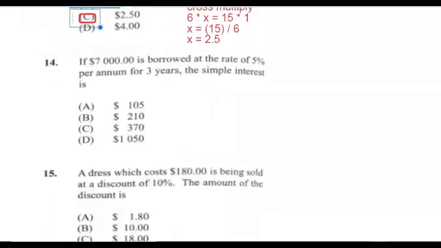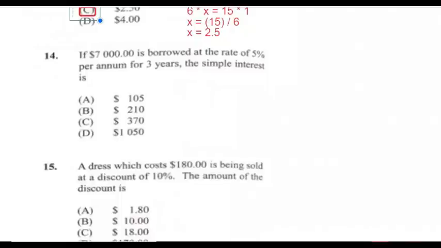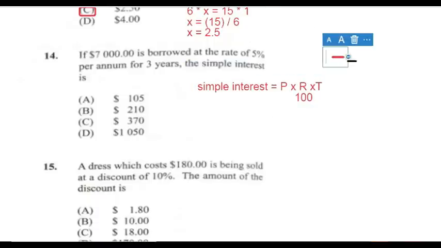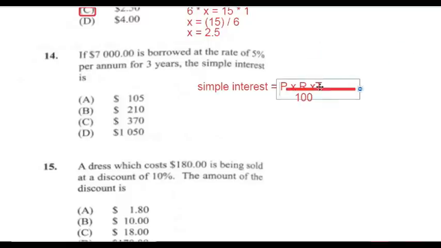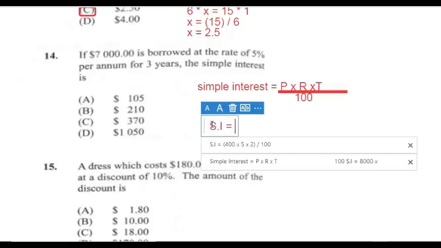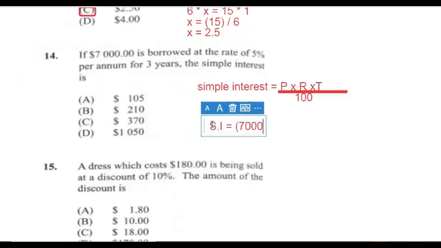$2.50. 14. If $7,000 is borrowed at the rate of 5% per annum for 3 years, the simple interest is. So remember, simple interest is equal to principal times rate times time, all divided by 100. So we just need to fill in what they gave us and solve for what they're asking for. So we're looking for the simple interest. So the simple interest is equal to the principal, which is 7,000, multiplied by the rate of 5%, multiplied by the time of 3 years, and all of that is divided by 100.